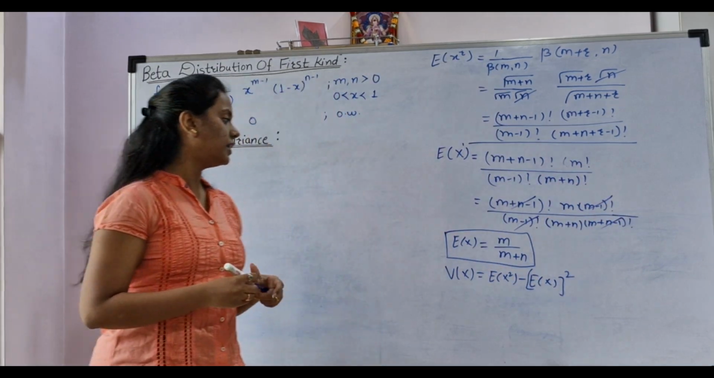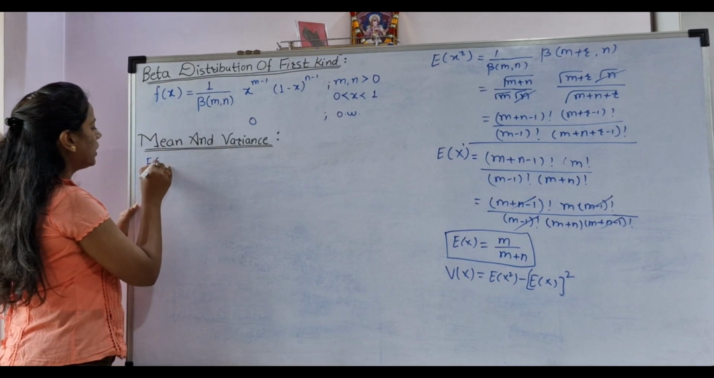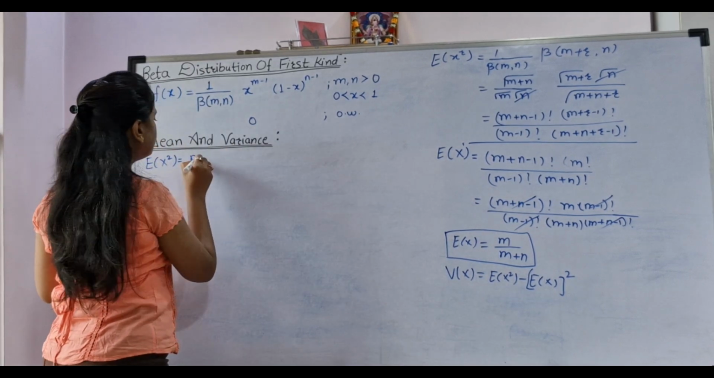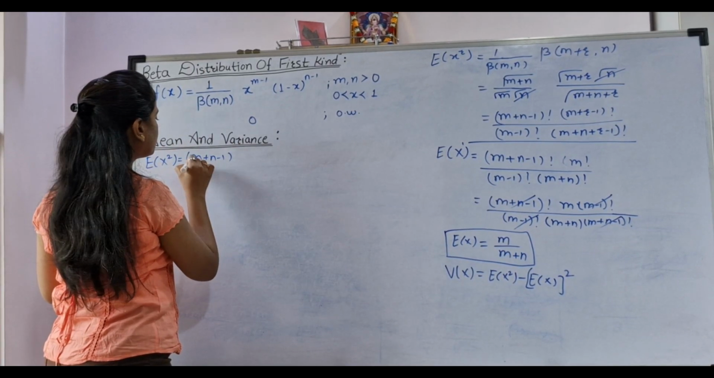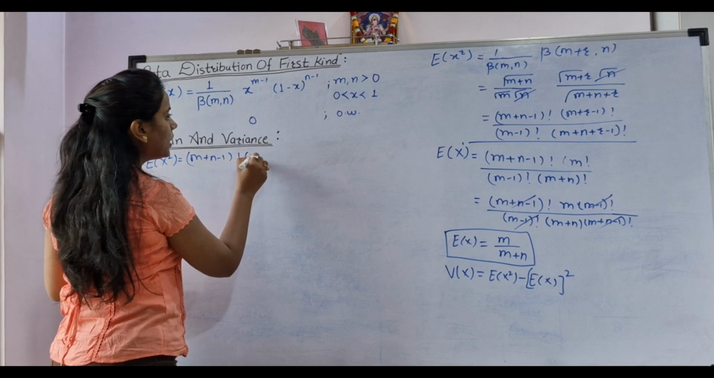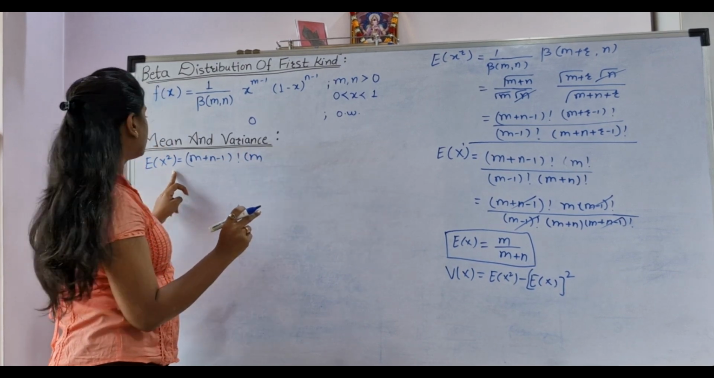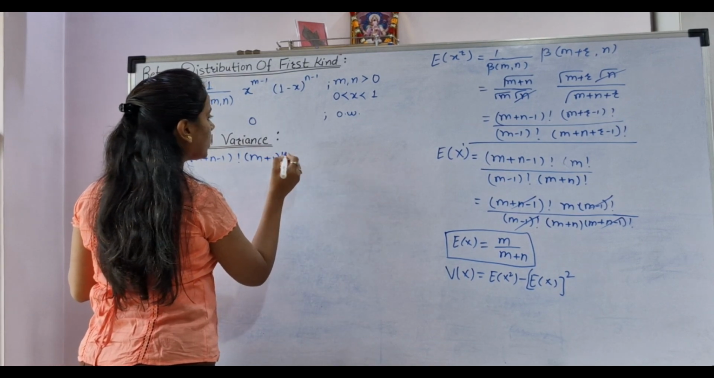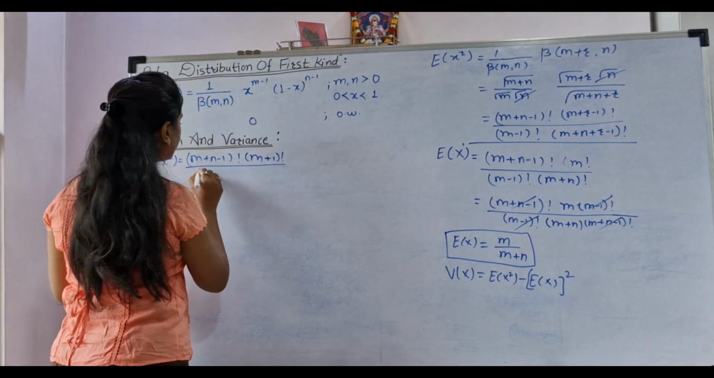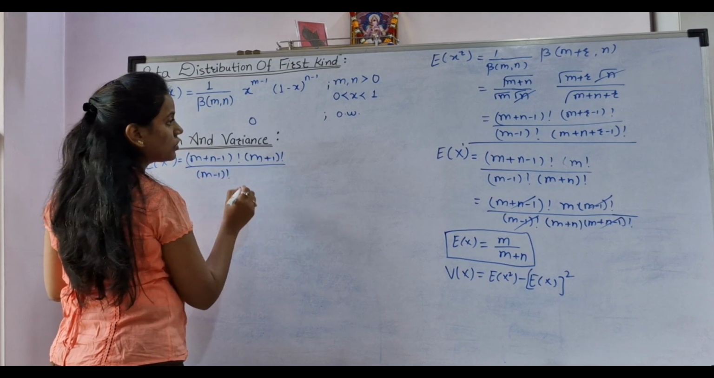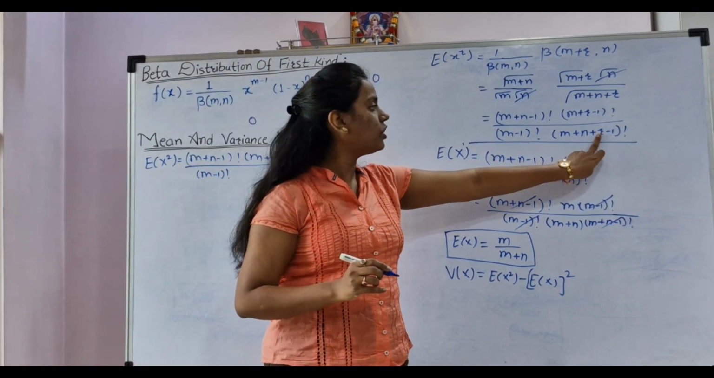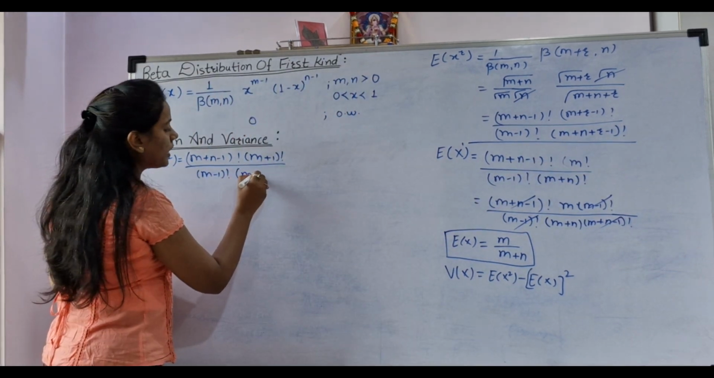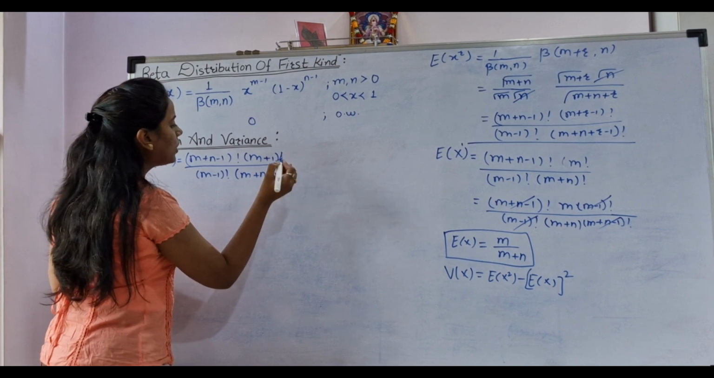Okay. Now expectation of x square equals to what we have? M plus n minus 1 factorial, then m. Now value of r is what? 2. 2 minus 1 is 1. So we will get m plus 1 factorial. In the denominator m minus 1 factorial and again here value of r is 2. So 2 minus 1 is 1 and we will get here m plus n plus 1 factorial.